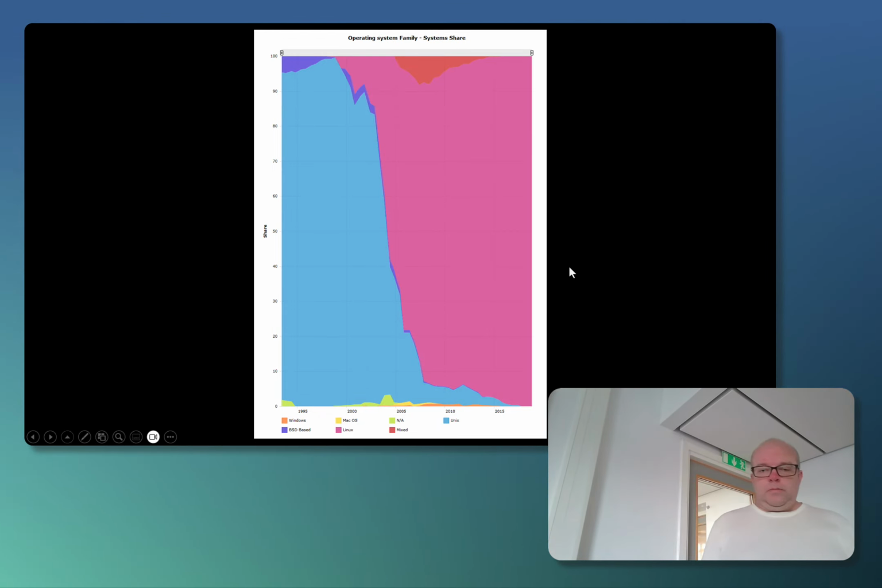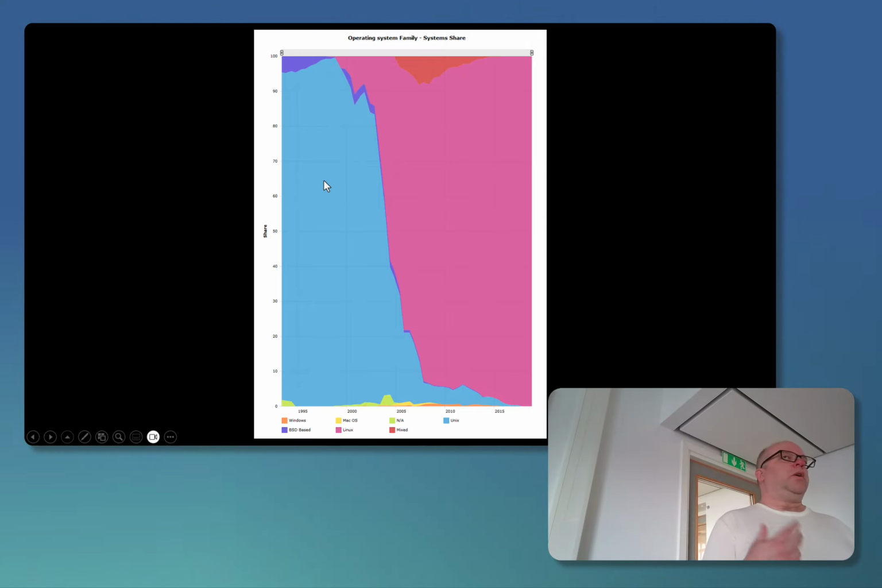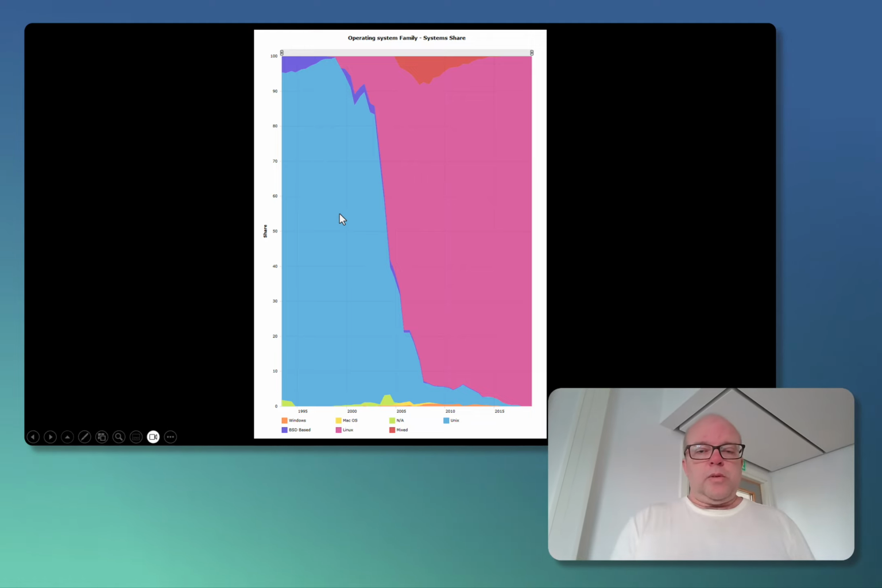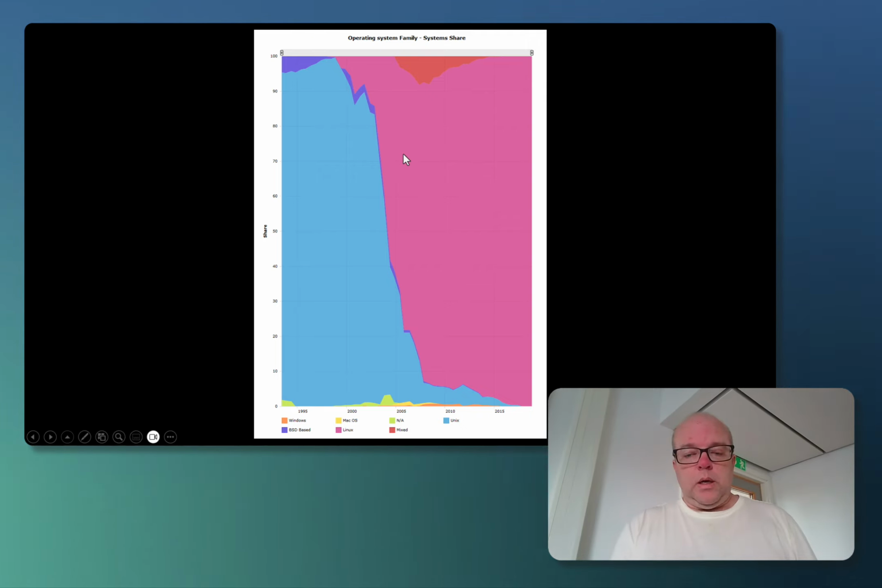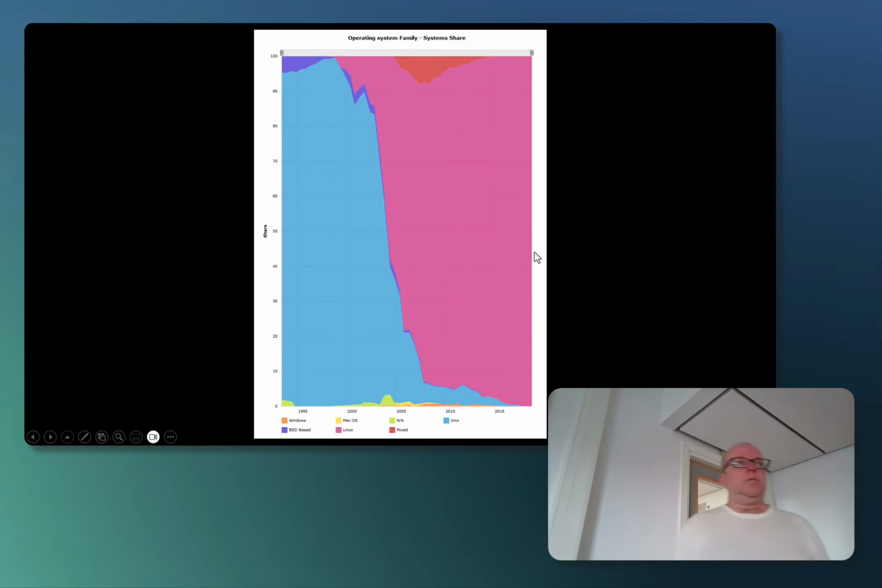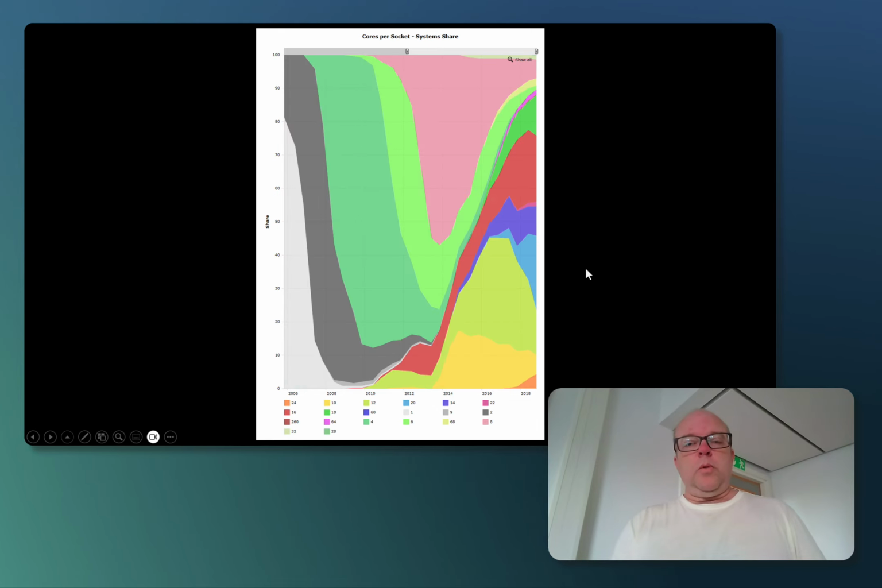Operating systems. If you start here on the blue side, we have Unix. And Unix was a commercial operating system used by IBM and Sun and others, big computer manufacturers. They developed them themselves. And you can see here the pink part, that is Linux. And you can see that from the mid-90s, you have an explosion, so now basically everything is running Linux. There are no dedicated special supercomputers running their own operating system anymore.